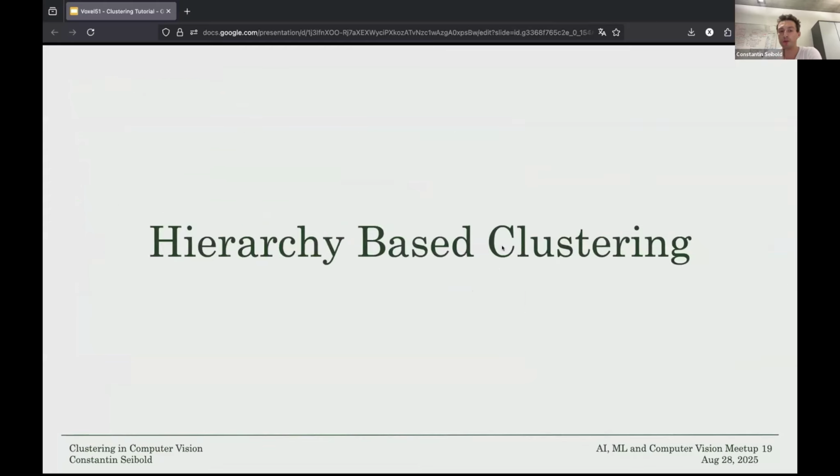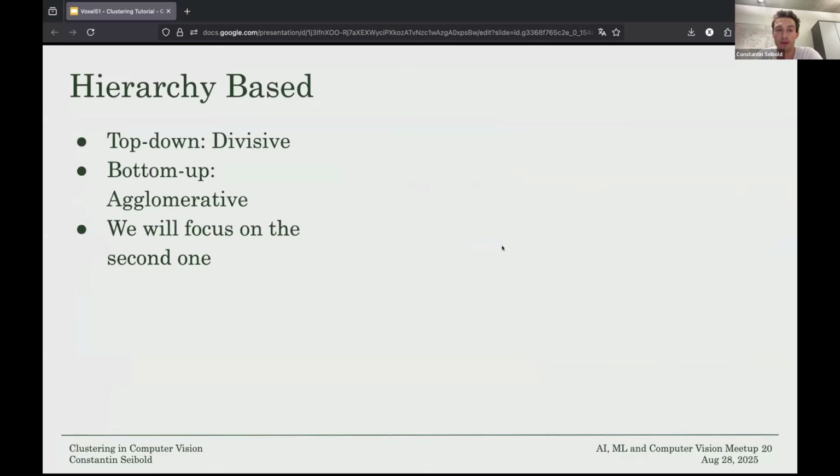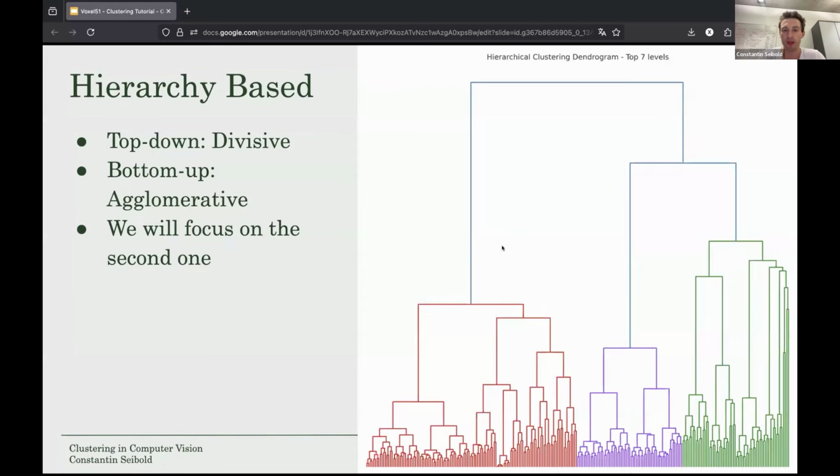But let's move towards hierarchy-based clustering. Hierarchy-based clustering is often split into two different variants. One is top-down, where you assume you start with one cluster and then divide it up by potential partitioning criteria, like in graph partitioning. And bottom-up approaches where you start with each sample as an individual cluster, and then you merge these clusters based on certain criteria. In this talk, we will focus more on the second one because many of the approaches that are commonly used rely on this concept.